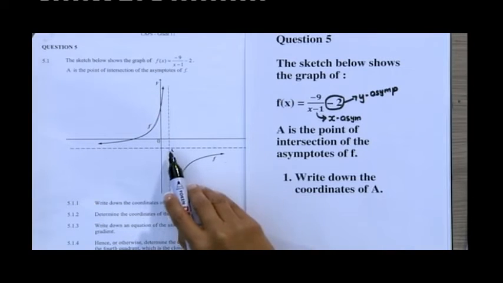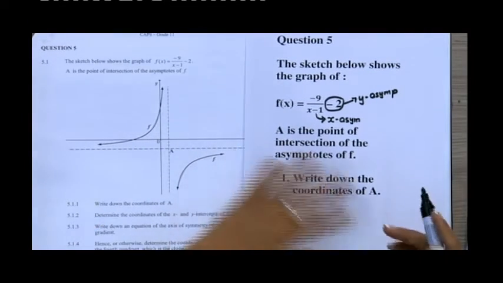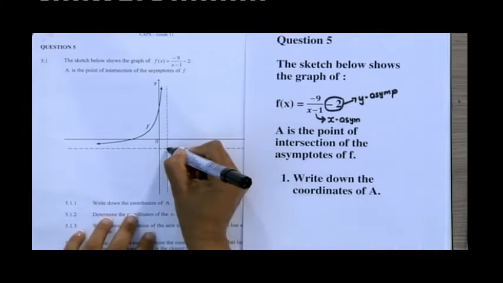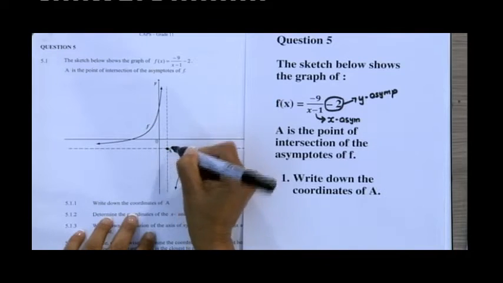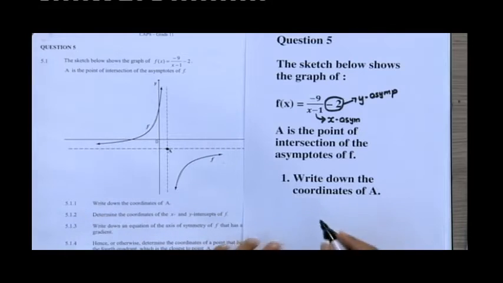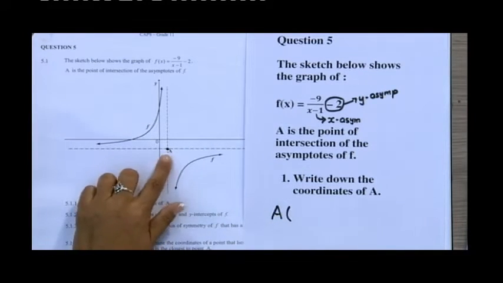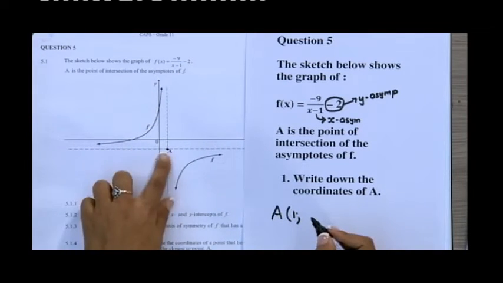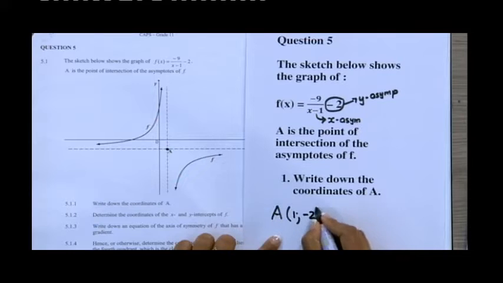Now, A is the point of intersection of the asymptotes, and this is the information that I have, and all of these questions I've retyped so that we can just see it clear. The first question says, write down the coordinates of A. Now, A is here. Can everybody see? A is the intersection of your asymptotes. So if I write down the coordinates of A, I'm going to say that x is 1 and y is -2. Not a difficult question.